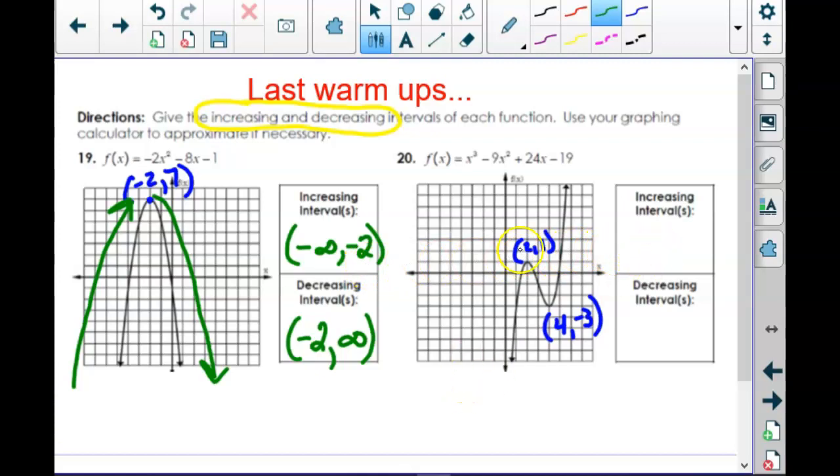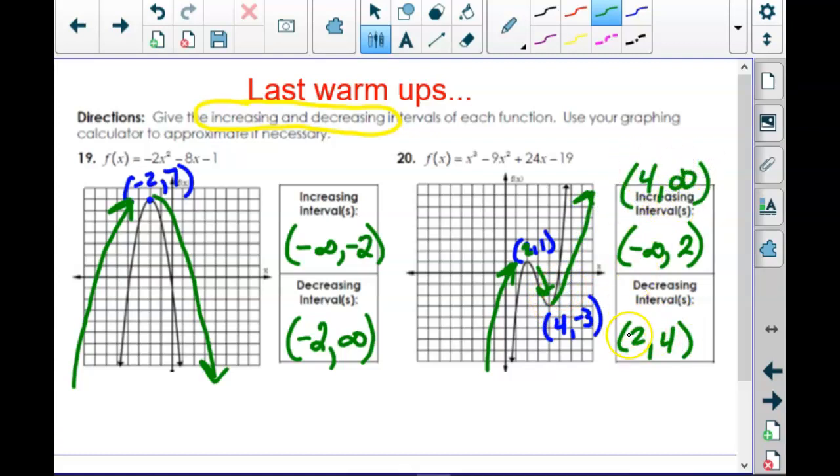What do you want to start with? Increasing or decreasing? Increasing from the left until 2. Sorry, that doesn't look like a 2. It's very tiny. And then what? 2 to 4, it is decreasing. And then from 4 to the right forever, it is increasing again. Any questions? You got that from yesterday. Okay.